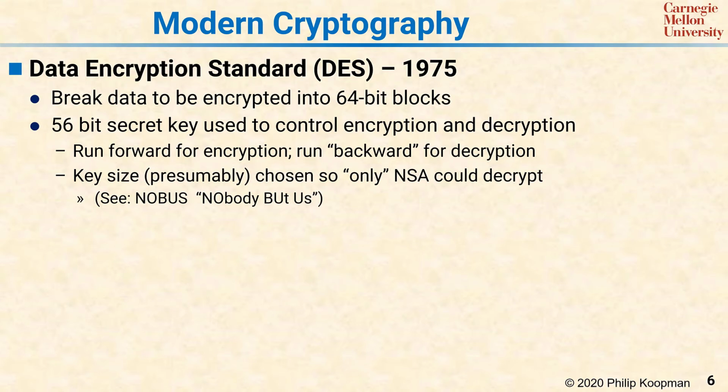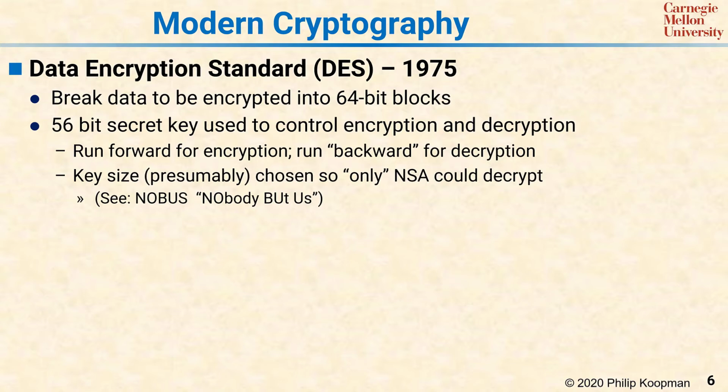After World War II, modern cryptography was born with the advent of digital computers. A classic algorithm from 1975 was the Data Encryption Standard, DES. DES worked by breaking data to be encrypted into 64-bit blocks, so it encrypted messages 64 bits at a time, which allowed the confusion and diffusion of the algorithm to affect blocks of 64 bits instead of just blocks of 6 or 7 or 8-bit characters.